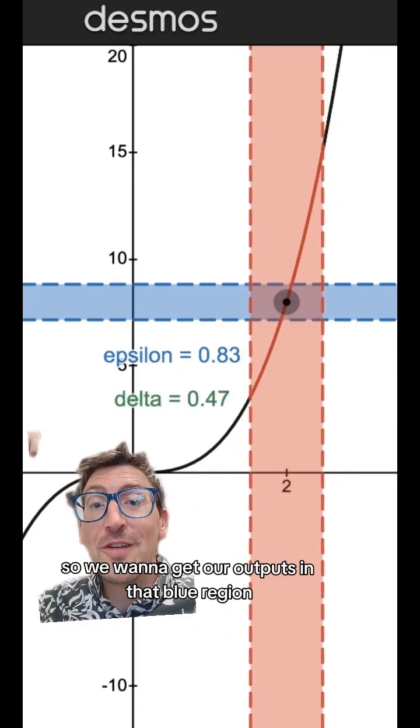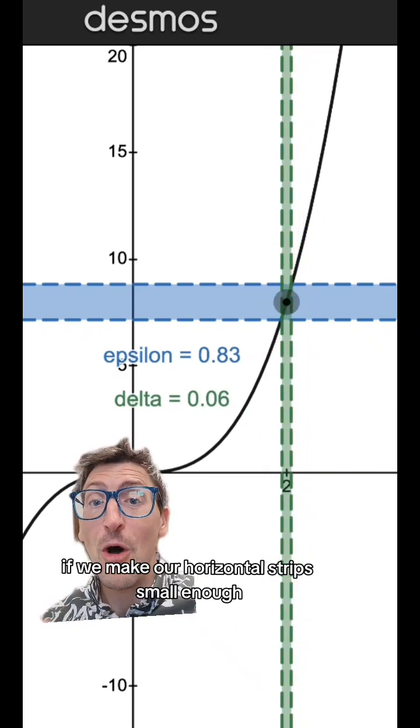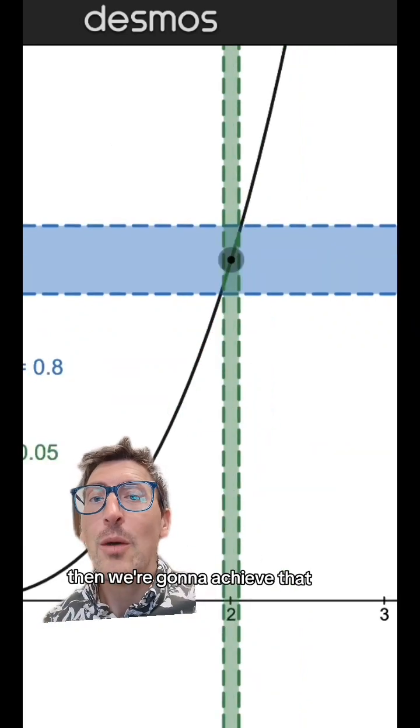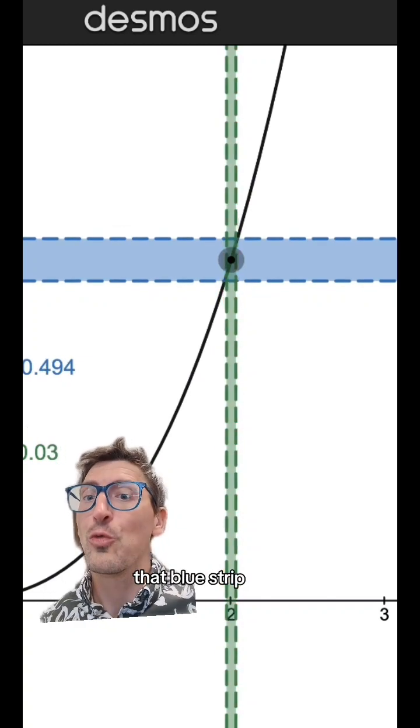So we want to get our outputs in that blue region, and we can see if we make our horizontal strip small enough, then we're going to achieve that. And we can achieve that even if we zoom in and make that epsilon strip, that blue strip, really narrow.